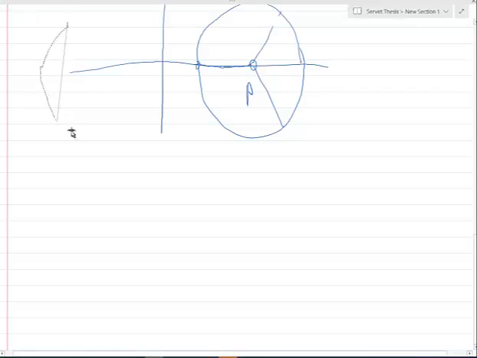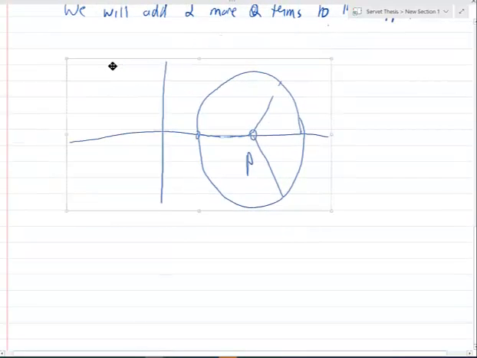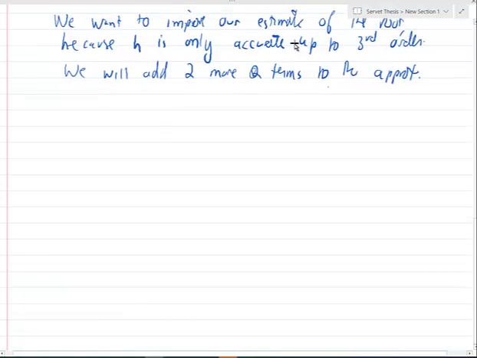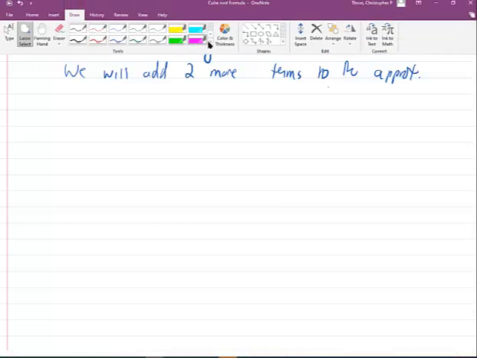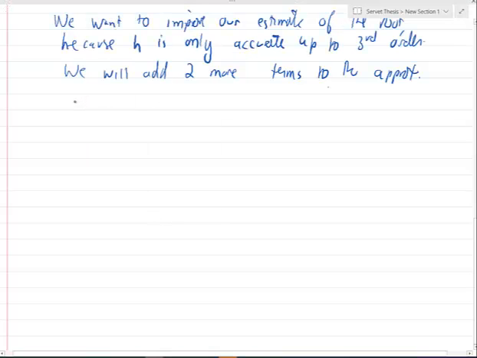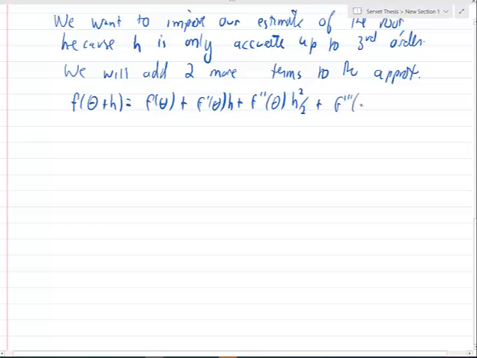All right, so let's see. So we add 2 more terms to the approximation. Okay, so now instead of just having, but you see, we still have to do that calculation. We're not going to replace that calculation. We're going to do an additional calculation. So we have f of theta plus h is equal to f of theta plus f prime of theta h plus f double prime of theta times h squared over 2 plus f triple prime of theta times h cubed over 6, and then plus f4 theta h to the 4 over 24.